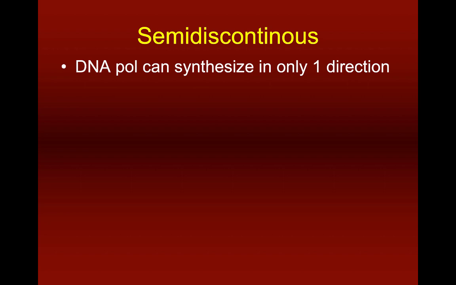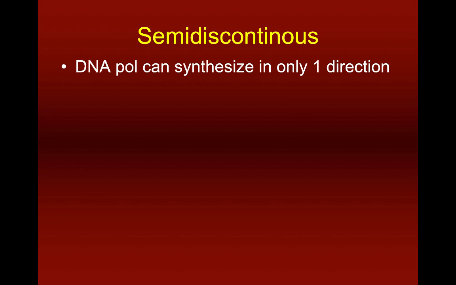Now, the model of DNA replication that we're going to look at is called semi-discontinuous. So if we break down that word and think about what it means, if something is discontinuous, that means it occurs in separate pieces. If something is continuous, it means it occurs all in one piece.